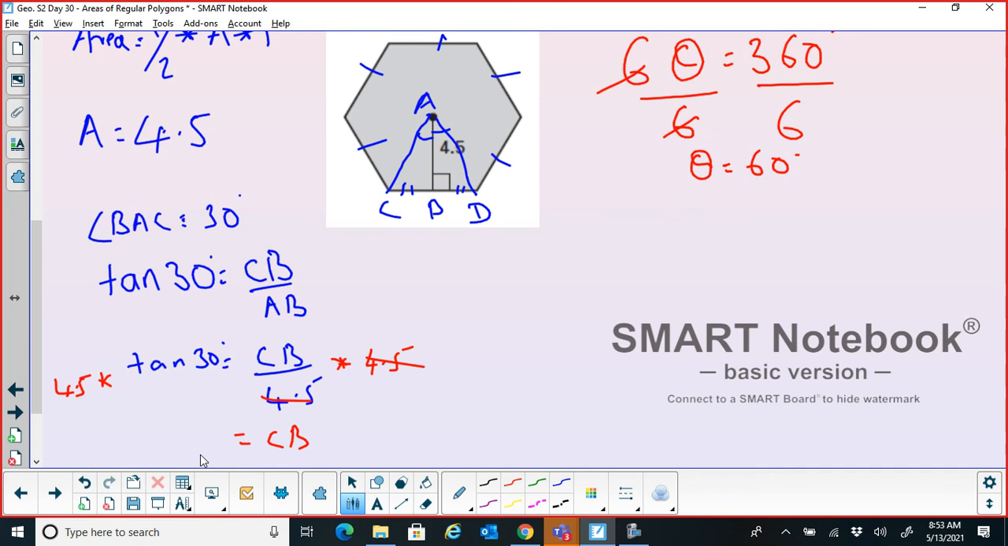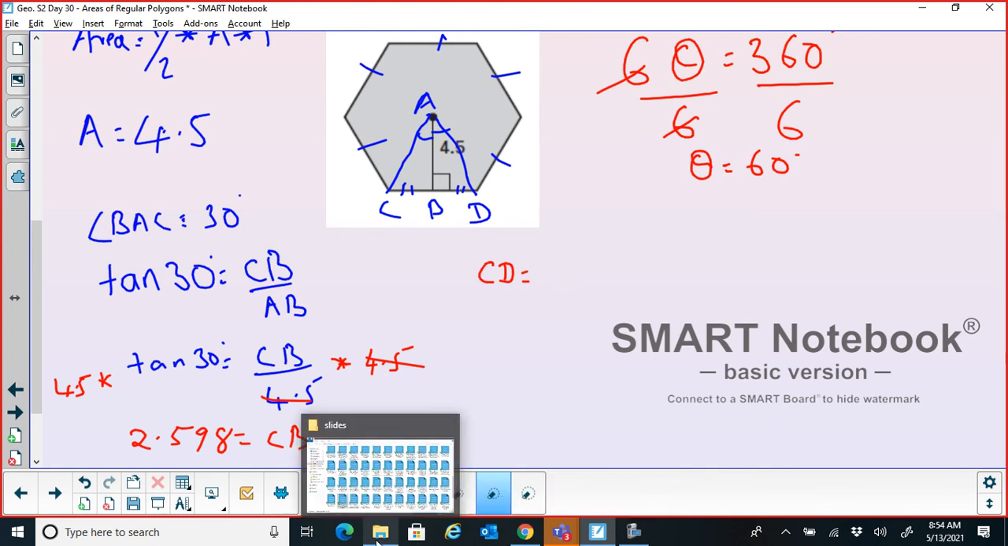If you are not interested to round up, you can just keep it as it is, but here itself I'm rounding to the third decimal, 2.598. That's what I will have. Once I have the value of CB, I can find the value of CD. CD equals twice of CB. It's 2 times CB, right? CD is twice of CB.